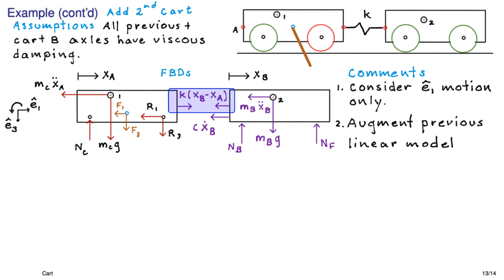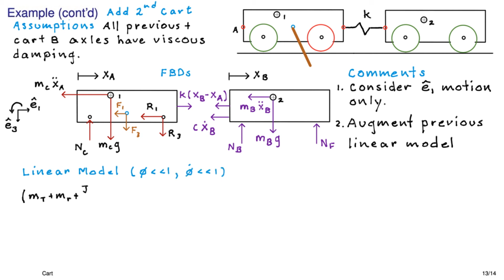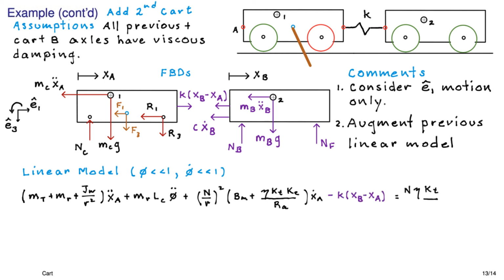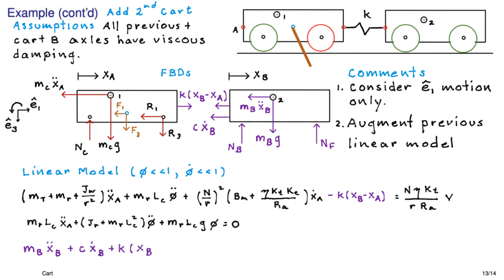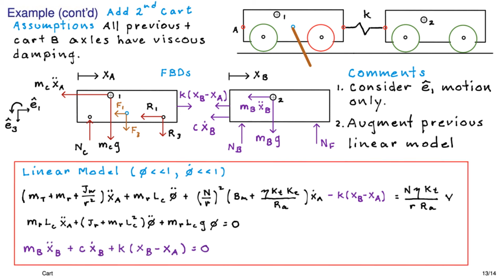And then we have the cart B translation equations. So here we go. We could do this for the nonlinear model, but I'm just going to do it for the linear model. We have that for cart A, and there's our purple force due to the spring and cart B. And here's our rotation equation for the rod. It didn't change at all. And here's our translation equation for the cart B. And look at that beautiful linear system.